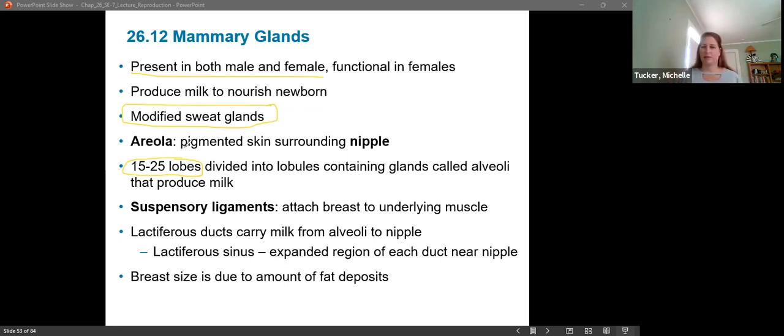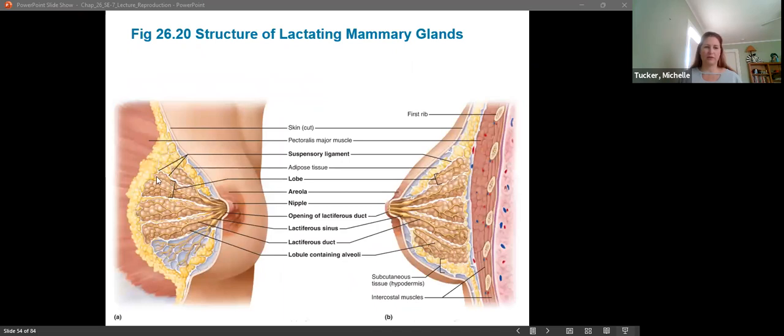We won't really have time to go into breast cancer, but as I mentioned, you can talk about it in the discussion section. The lobules contain the glands that produce milk. They are supported by suspensory ligaments. Breast size is actually due to the amount of overlying fat deposits. So you've got lobes that are contained with septa. Within these are glands that produce milk when the prolactin hormone is present, and then overlying fat tissue.